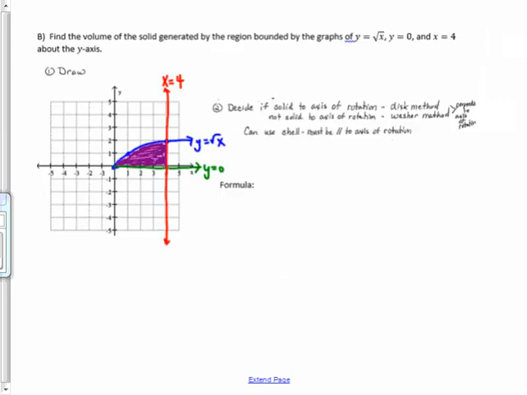Find the volume of the solid generated by rotating the region bounded by the graphs of y equals square root of x, y equals 0, and x equals 4 about the y-axis.